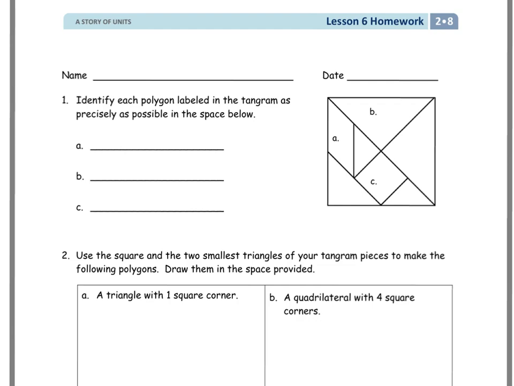Hello everyone, this is Grade 2, Module 8, Lesson 6 homework. Number 1 says, identify each polygon labeled in the tangram as precisely as possible in the space below.